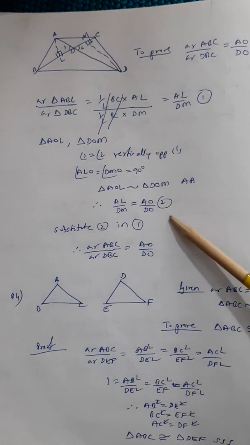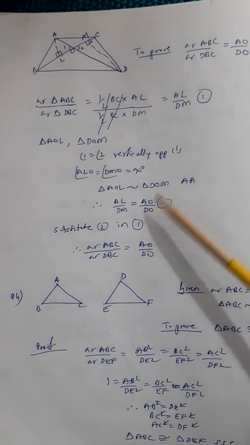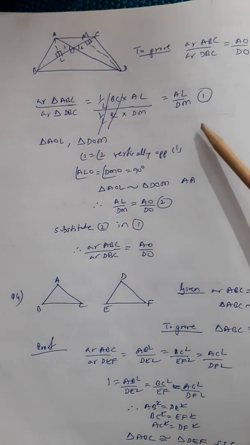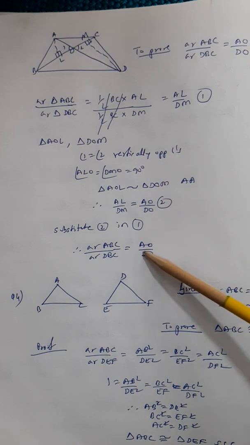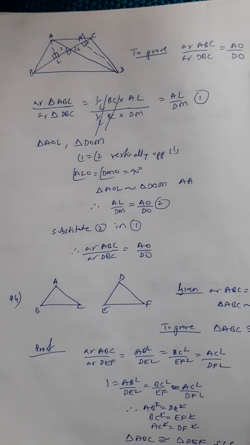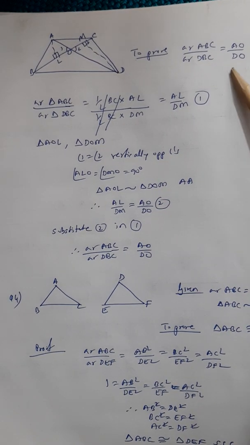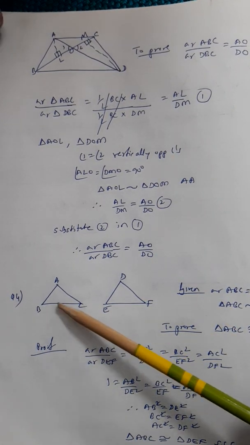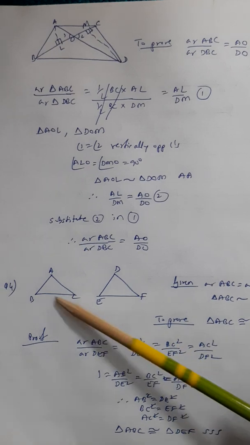We can put this as equation number 2. Now substitute this here. Area of ABC by area of DBC is equal to, instead of AL by DM, we are replacing with AO by DO, and then we get the required result. So hence proved. Moving on to question number 4, we are given two triangles whose areas are equal.